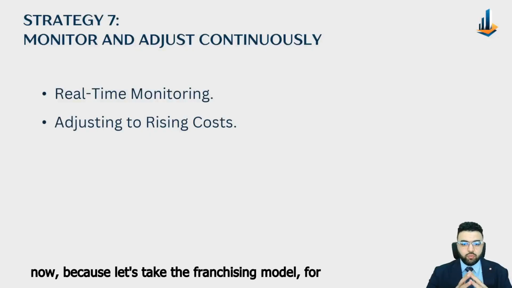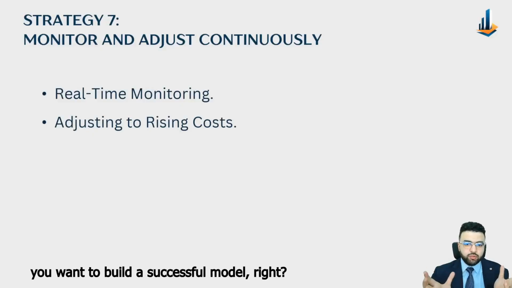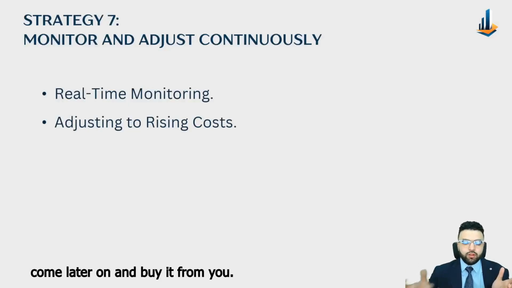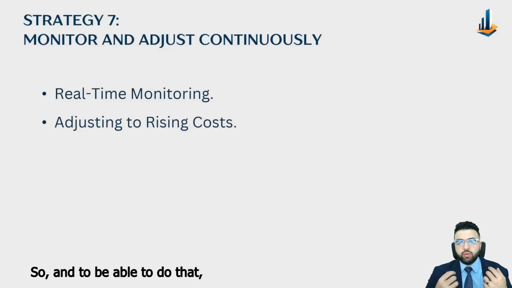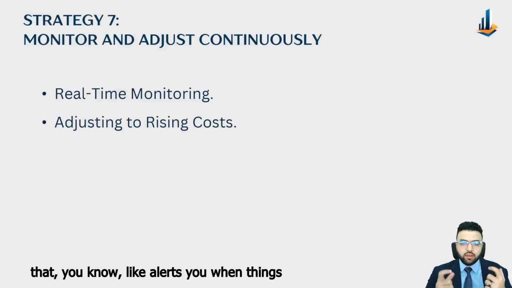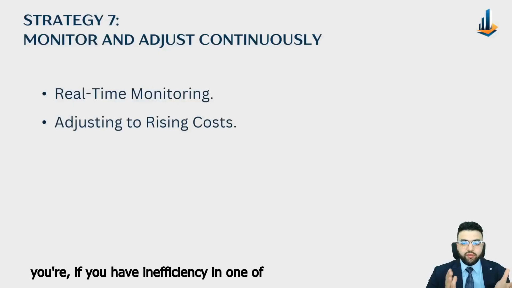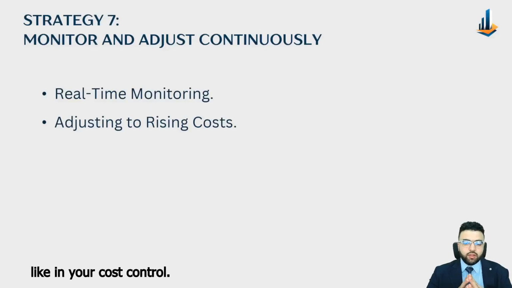let's take the franchising model for example. To be a franchise, you want to build a successful model, right? You want to create something that people will come later on and buy it from you. And to be able to do that, you will need to set up a system that alerts you when things go wrong, like if you have inefficiency in one of your operations, in your kitchen, in your cost control.